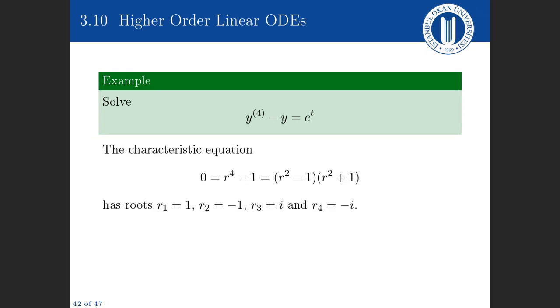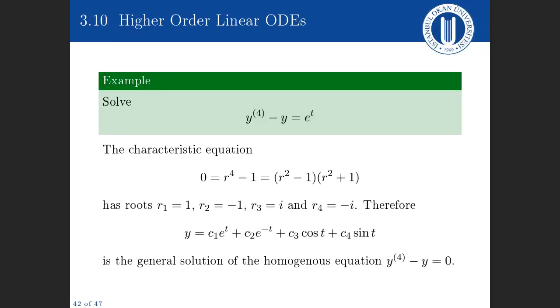So first, we take the characteristic equation. 0 is equal to r to the power 4 minus 1, or (r squared minus 1)(r squared plus 1). The roots are 1, minus 1, i, and minus i. Now that we know these 4 roots, we can write down the general solution to the homogeneous equation.